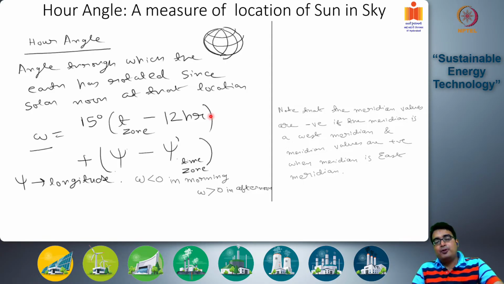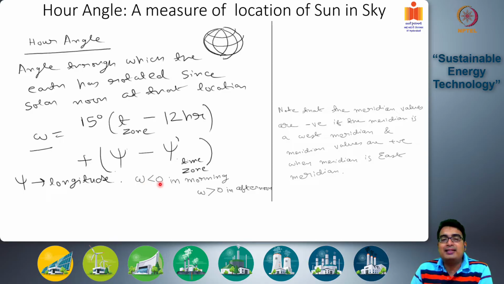So, suppose you have a city. It has a certain longitude value. That longitude value is this one. And the xi star time zone is the longitude value of your country's time zone. That difference gives you the correction in the hour angle that happens because your local time is different from the standard time of your country. So this xi is longitude.